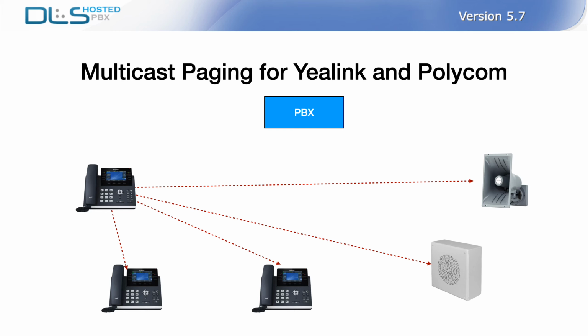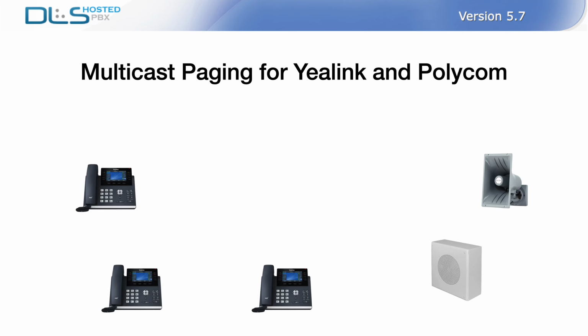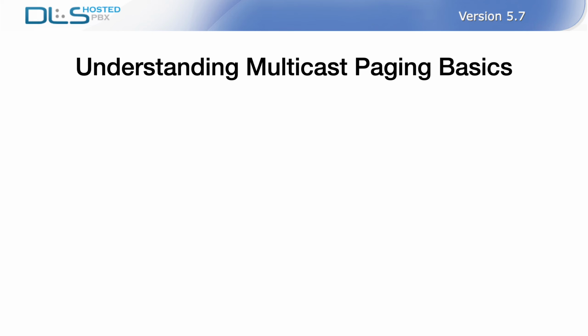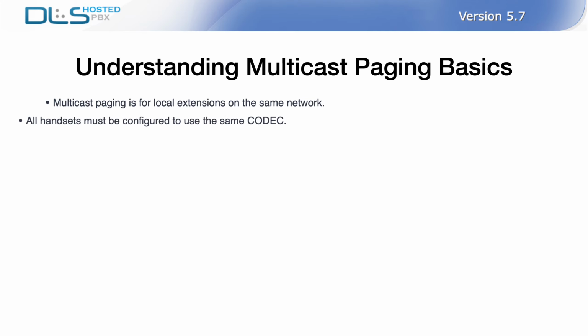An important consideration is that multicast paging does not pass through the PBX, so it cannot be recorded. This means it may not be suitable for situations where recording is necessary for compliance or documentation. Before we dive into configuring multicast paging, let's understand some of the basics. Multicast paging is for local extensions on the same network. All handsets must be configured to use the same codec.